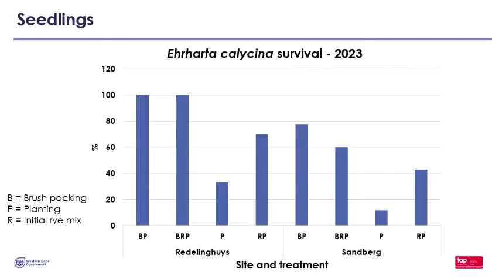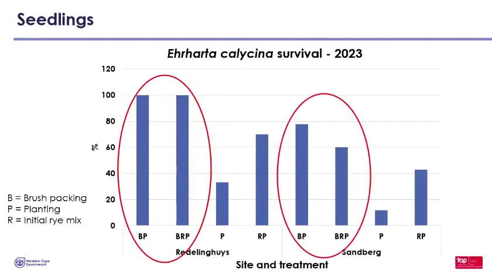Less than 1% of the Errata seeds sown at Redlinghuis and Sandberg sites had germinated and established by June 2022. At Redlinghuis, all these plants survived in the brush packing treatments, and at Sandberg, more than 50% of the plants survived, which was significantly more than in the treatments without brush packing. Again, showing the importance of soil cover, either with plants or something else like branches on the soil. None of the other species seed established and survived.